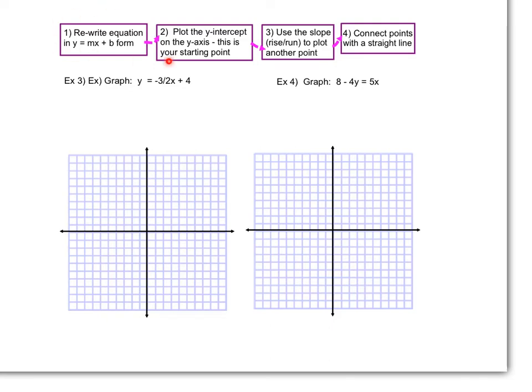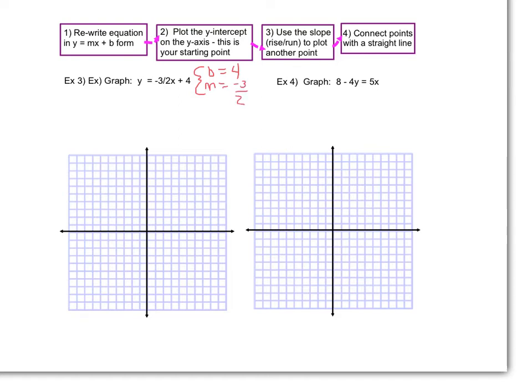I rewrote the steps up here so I could follow my notes. So you do not have to rewrite those down if you've already got them. The exact same steps as above. And starting on example 3, I start by putting it in y equals mx plus b form. I'm already there. So I'm going to go ahead and pick out my y-intercept and my slope.